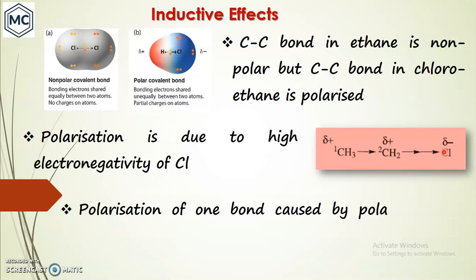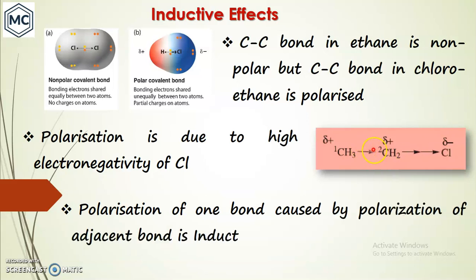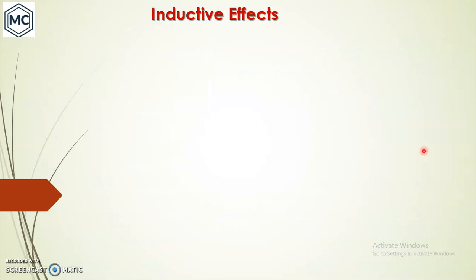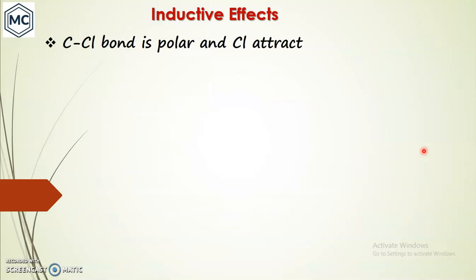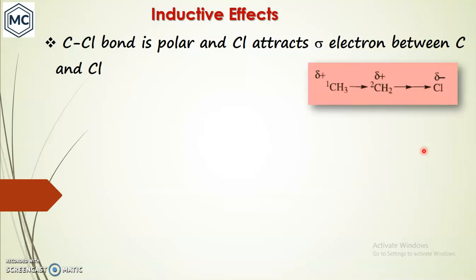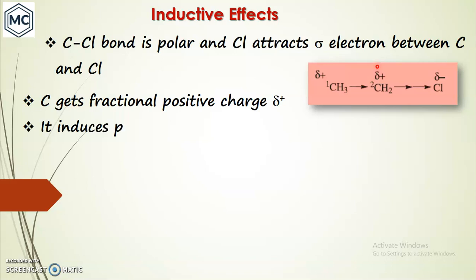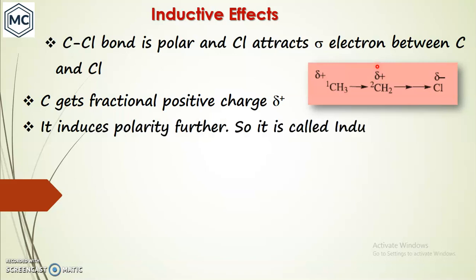And polarization of one bond may be caused by the polarization of adjacent bond, called inductive effect. So C-Cl bond is polar and chlorine attracts sigma electrons between carbon and chlorine atom. Okay, this gets attracted and this gets negative charge and this will be positively polarized. And carbon gets fractional positive charge, delta plus, can be represented like this. And this can induce polarity further. So it is called inductive effect.